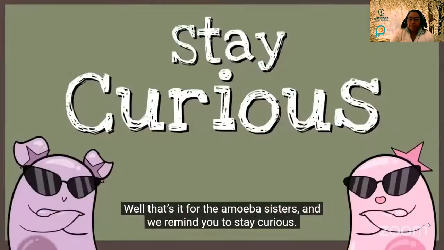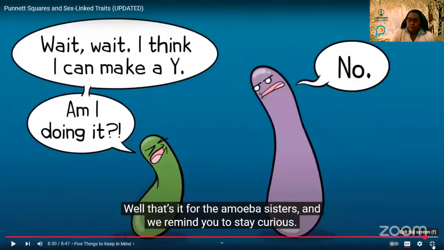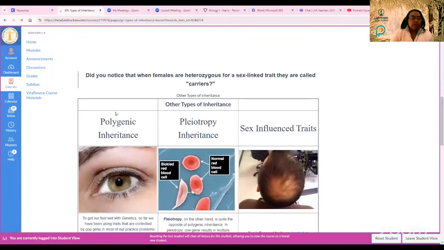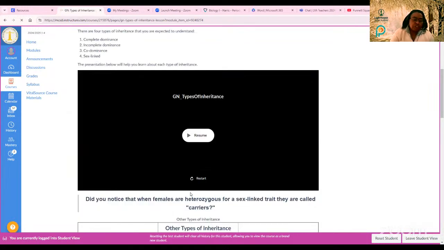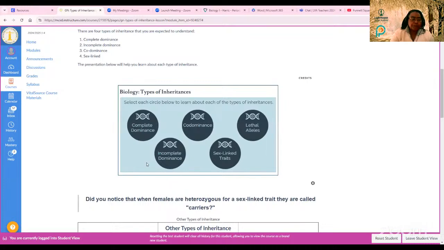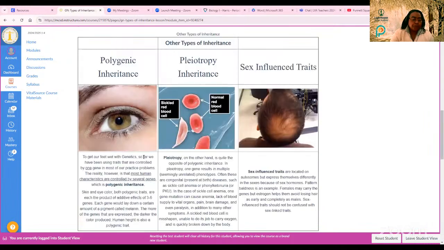Okay. All right. So coming back to Canvas, the other one that they mentioned was polygenic. So sometimes you have more than one gene to represent a particular trait, such as eye color. So we're going to look at that one next time.